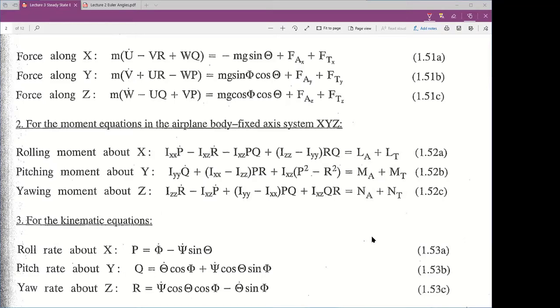Yeah, you're going to be writing the XYZ equations for the force, the 3 rolling moment equations. Don't worry about the kinematic, actually. So it's easier than I was thinking here. Just do the top 6 equations.